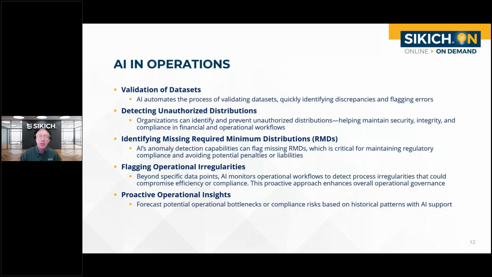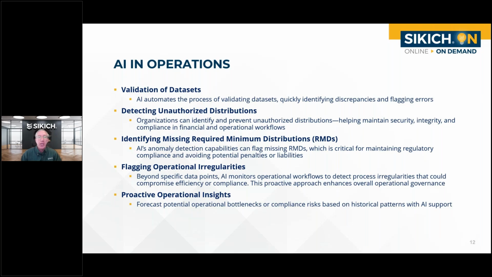It also can be used to help detect unauthorized distributions. So AI can help identify and prevent those unauthorized distributions, helping to maintain, of course, security and integrity and compliance with different financial and operational workflows. In the area of RMDs, AI's anomaly detection capabilities can help flag missing RMDs, which of course is important to maintain regulatory compliance and avoid any potential liabilities or penalties.